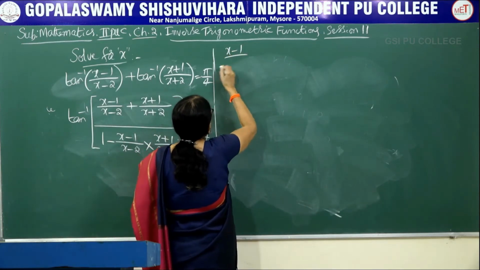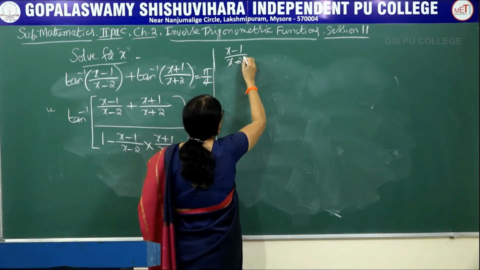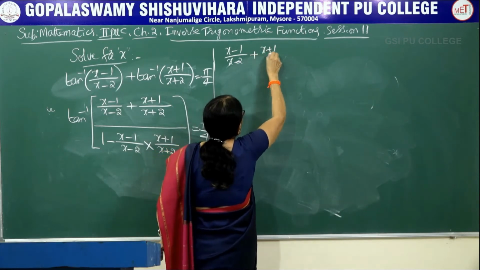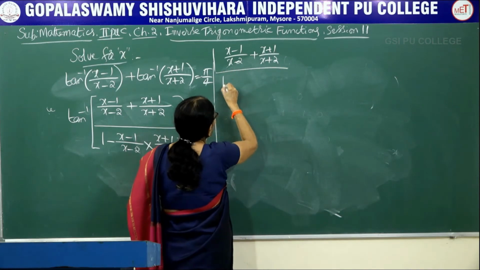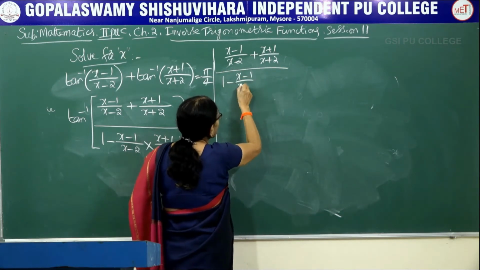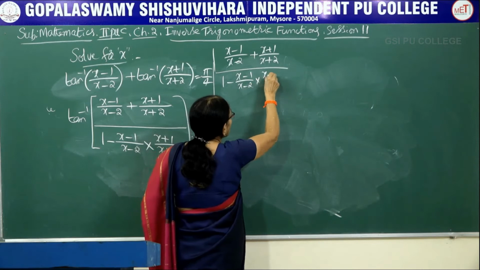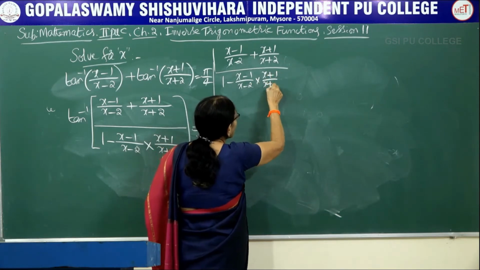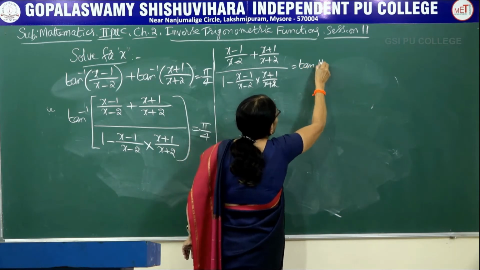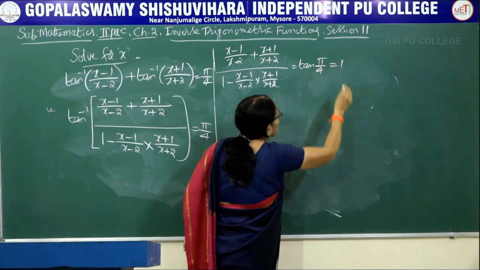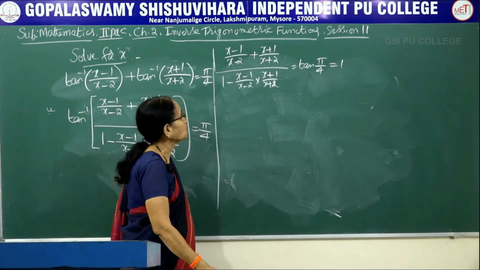(x − 1)/(x − 2) + (x + 1)/(x + 2), whole thing divided by 1 − (x − 1)/(x − 2) · (x + 1)/(x + 2), is equal to tan of π/4, which is equal to 1, which is a standard value.